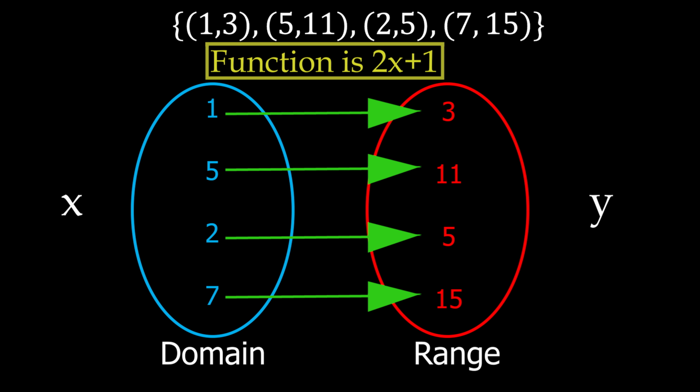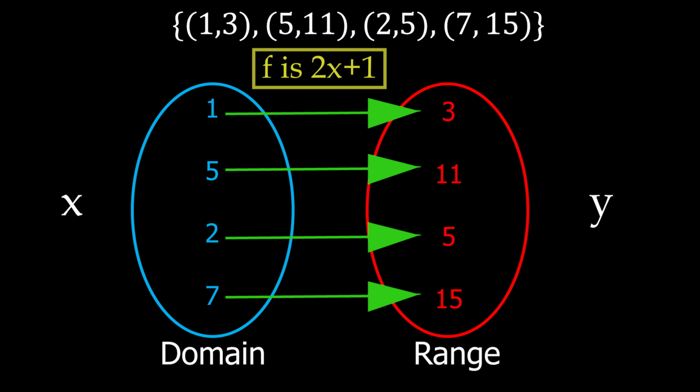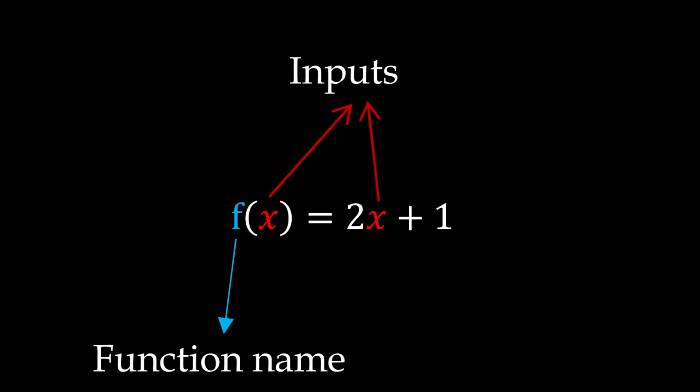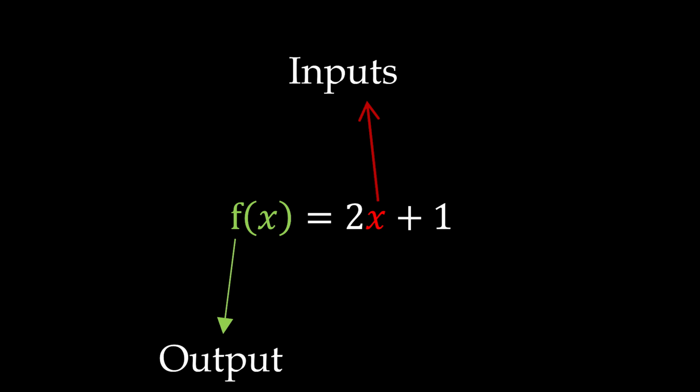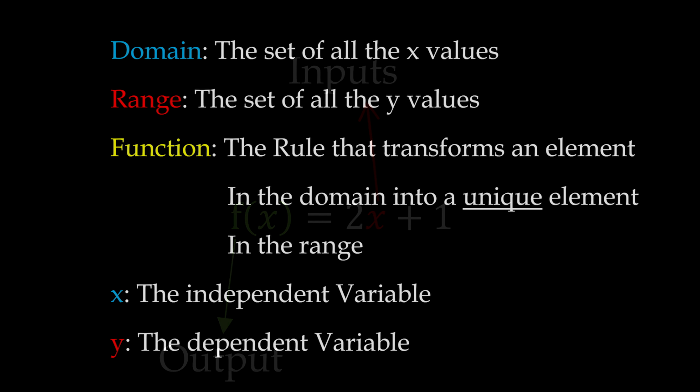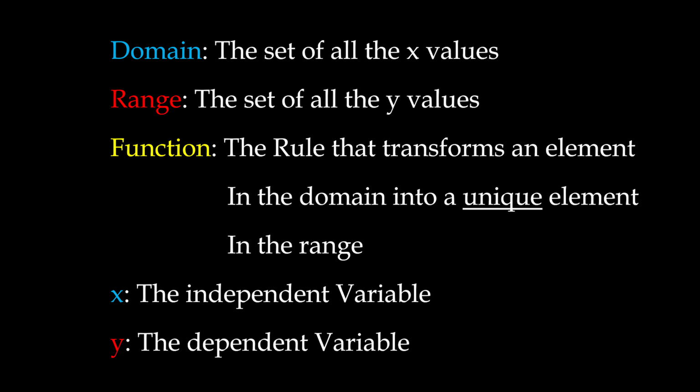If we call this function f, then we can rename y f of x, since y is the output after you put x into our function. Think of it as x being transformed by f. Since y, or f of x, is the result of x being transformed by our function, then y is dependent on x, while x is considered to be independent.